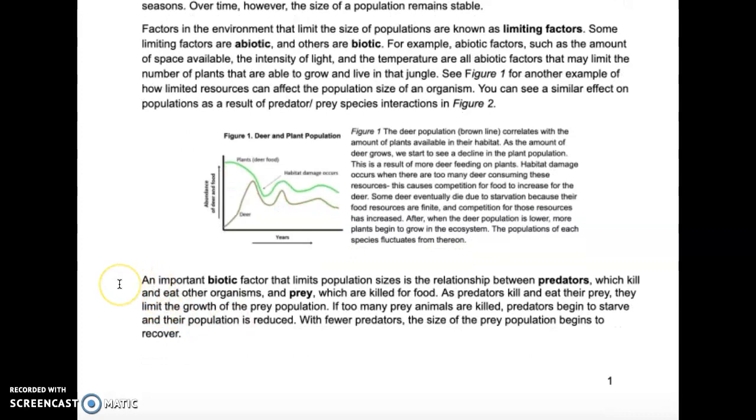Let's look here. An important biotic factor that also limits the population size is the relationship between predators, which kill and eat other organisms, and their prey, which are killed for food. As predators kill and eat their prey, they limit the growth of the prey population. If too many prey animals are killed, predators begin to starve and their population is reduced. With fewer predators, the size of the population of prey begins to recover or start to grow again.